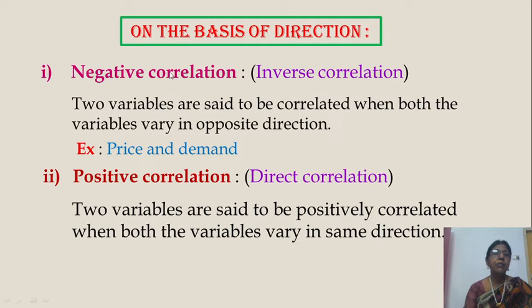Positive correlation: same definition, but in place of opposite you use same direction. Two variables are said to be positively correlated when both variables vary in the same direction. Example, demand and supply. For example, nowadays masks are in very high demand because of COVID. If demand is increasing, then supply is also increasing. Big companies and fabric companies also manufacture masks nowadays.